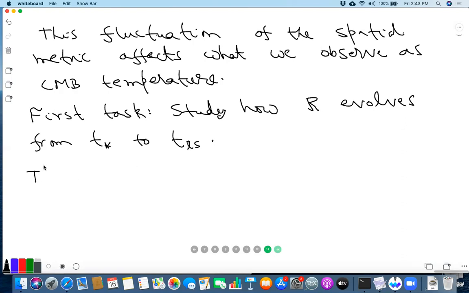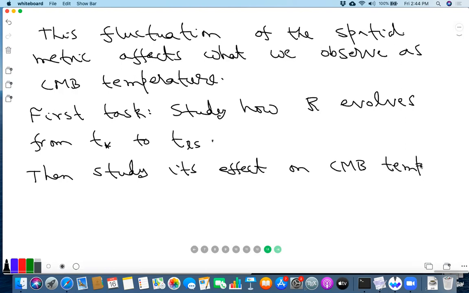And then study its effect on CMB temperature. Okay, how to translate this? Even after I found R at the time of last scattering, we have to do some work to figure out how exactly it affects the CMB temperature. This part can be done classically. Okay, we'll see later. This part is simpler, in fact. This, from our earlier arguments, should be simpler.